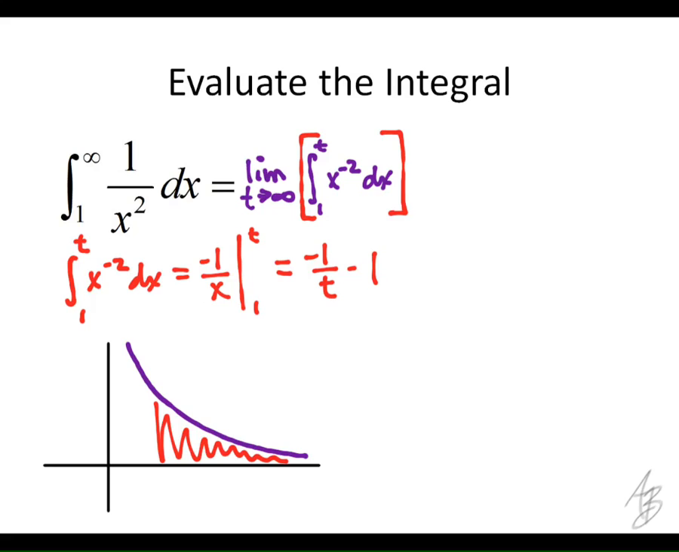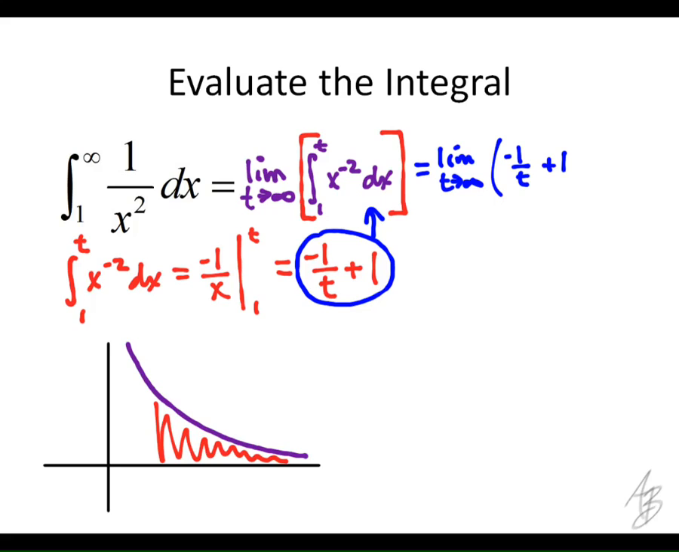And so I can take this right here and plug it in for that right there. Is it plus 1? Probably. Yeah, it should be plus 1. We get the limit as t approaches infinity of negative 1 over t plus 1.